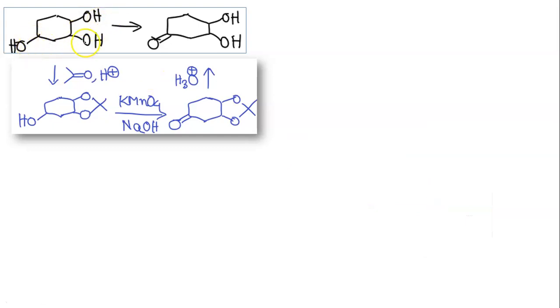So here we have 3 OH groups, but these 2 OH groups are vicinal. Vicinal means 1-2 position. And in the target molecule, only this hydroxy is oxidized to carbonyl, but this OH is intact. Now if we use an oxidizing agent, KMnO4 in alkaline condition, then there is a chance that oxidation will take place in all the hydroxy groups. So that is why we have to protect the 2 OH at the 1 and 2 positions, for which we do not want any oxidation to occur.